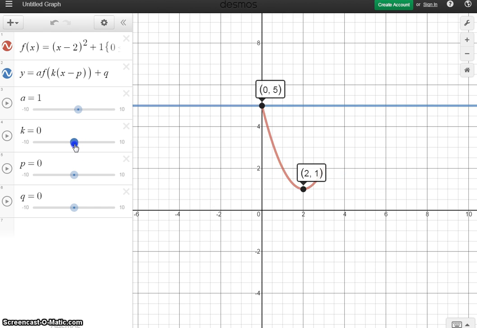Okay, last but not least, let's take a look at p and q. So p, if I move it to make it larger, the graph moves to the right. If I make it smaller, it moves to the left, so this is a horizontal shift. Okay, and q, as I increase it, it moves up, and as I decrease it, it moves down, so we call that a vertical shift or vertical translation.